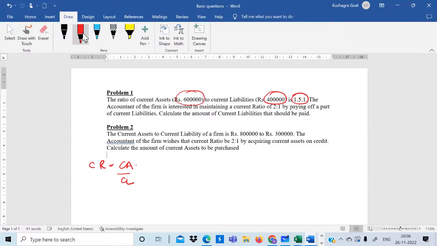They're saying the accountant of the firm is interested in maintaining a current ratio of 2:1. So the company doesn't want a current ratio of 1.5. They want to increase it to 2:1. And how do they intend to do it? By paying off a part of the current liability. The question is, calculate the amount of current liability that should be paid off. Yeah, try and tell me what's the answer that you're getting. What is the amount of current liability that you will pay off so that you can maintain a ratio of 2:1? Okay, I've got answers of 1 lakh, 1 lakh, 2 lakh.